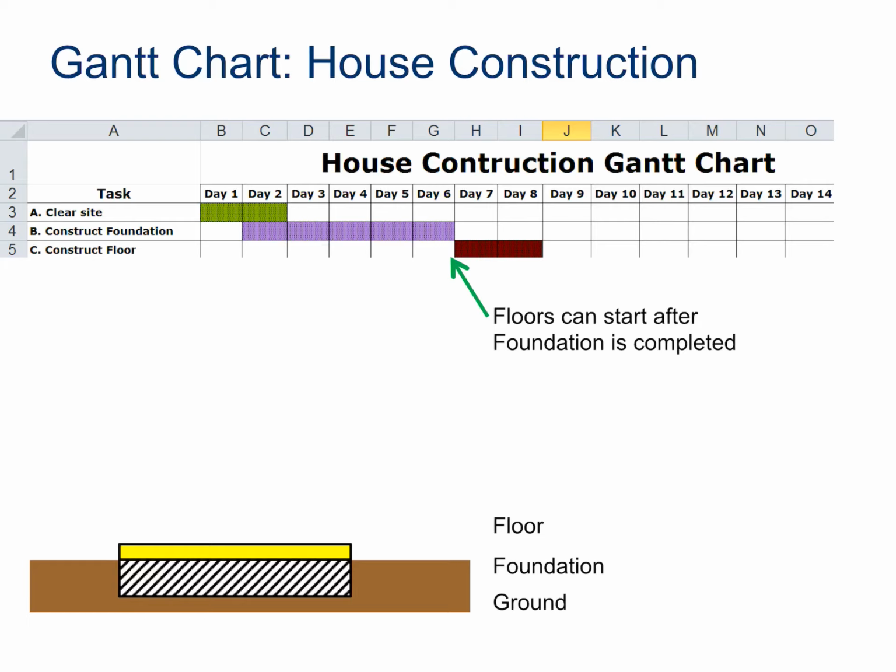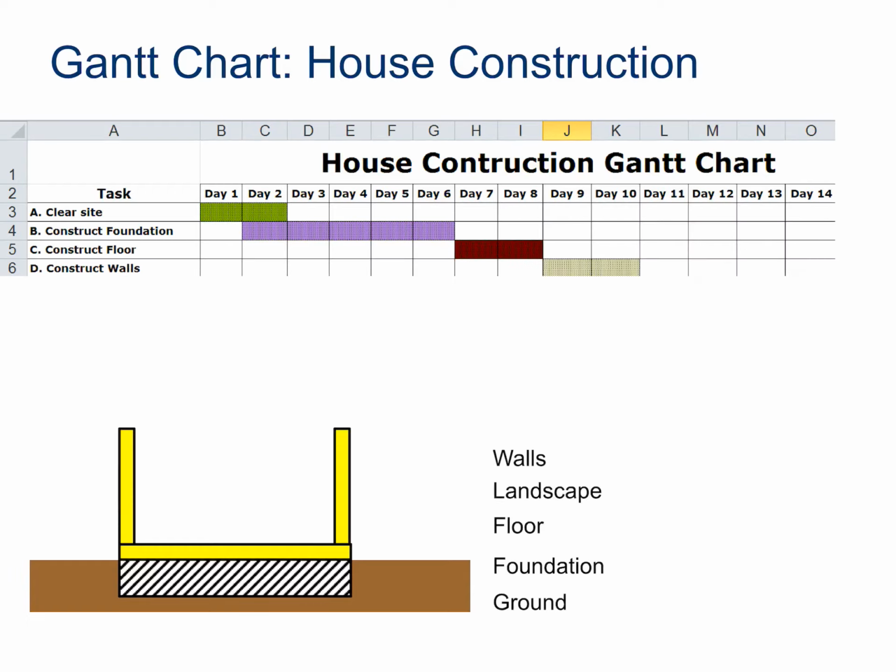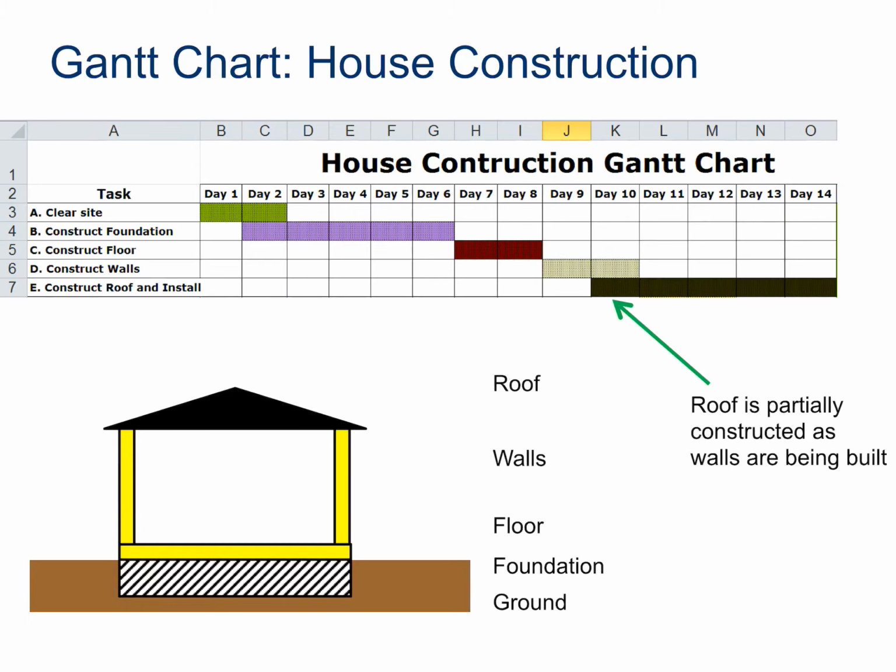After the foundation's poured, we can then construct the floor. That takes 2 days. We can construct the walls, an additional 2 days. And we construct the roof and install. The roof can be partially constructed as the walls are being built, so you'll see an overlap on day 10.